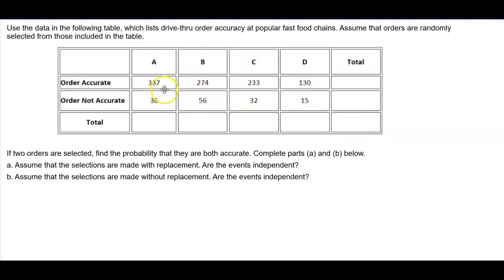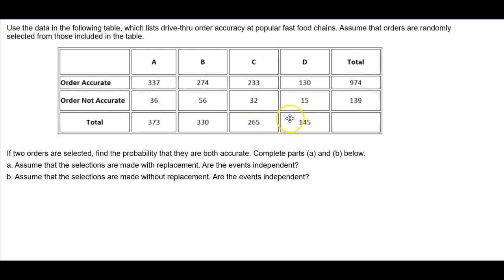So if we add 337 plus 36, it gives us 373. Restaurant B, 274 plus 56 is 330. Restaurant C, 233 plus 32 gives us 265. Restaurant D, 130 plus 15 gives us 145. If we add the entire row for order accurate, those four numbers, we get a total of 974. Add the total row for order not accurate, that gives us 139.